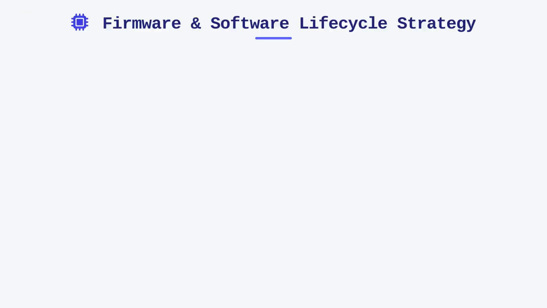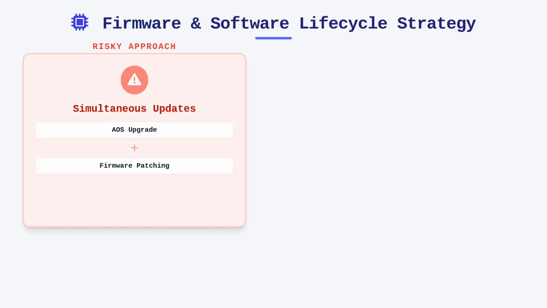Coordinating your firmware strategy with your software lifecycle is an architectural decision that must be made well in advance of any maintenance window. I often see teams attempt to upgrade AOS while simultaneously patching firmware, but this approach introduces too many variables, making it difficult to isolate the cause if a component fails to initialize post-update.